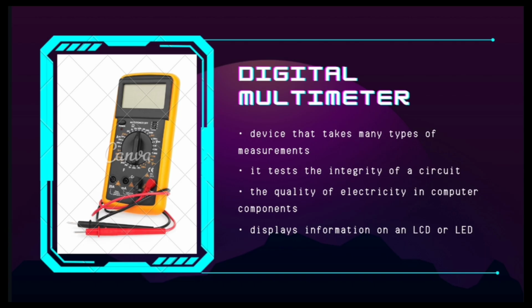First, the digital multimeter. A digital multimeter is a device that takes many types of measurement. It tests the integrity of a circuit and the quality of electricity in computer components, and displays information on an LCD or LED. Specifically, digital multimeters are measuring instruments that can measure quantities such as voltage, current, and resistance.